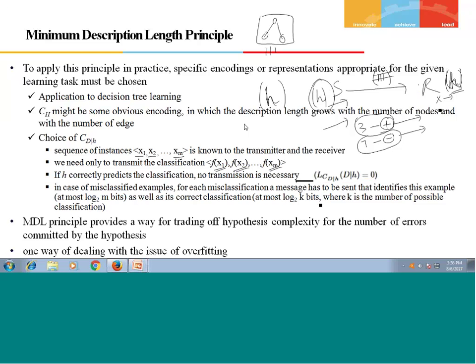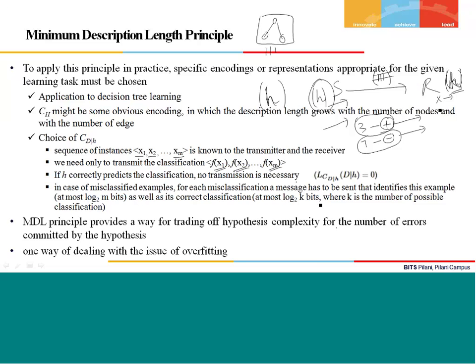Can you please give the example of HMDL where both LCH and CDH cannot be minimized together? If you increase one thing, the other will decrease. For example, you use larger trees. In that case, you can describe this larger tree with a larger number of bits, but the misclassification error will get reduced to zero, right?